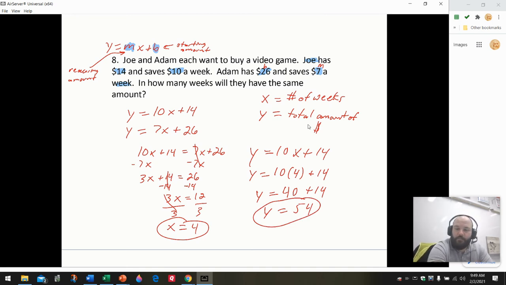Now, what do these numbers mean within the context of the problem? Well, we can refer back to our defined variables to know exactly what this means. So if you look at the first one, x is the number of weeks. So in this case, it's going to take 4 weeks. And then y is the total amount of money. So after 4 weeks, they will both have $54.